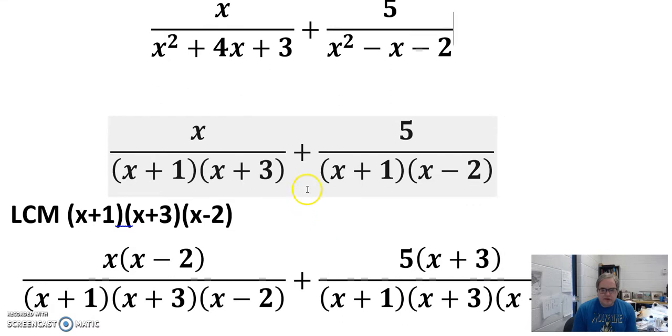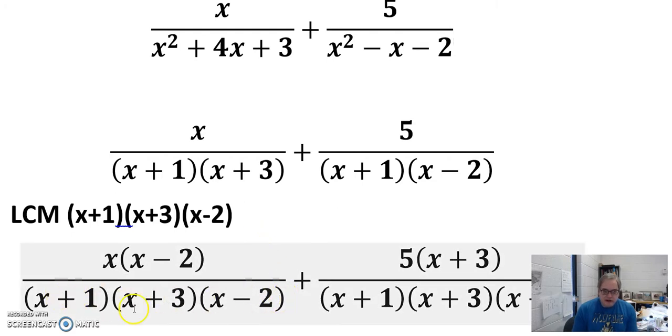And once you get them factored, you're looking at those denominators to pick out the LCM. So the LCM is x plus 1, x plus 3, x minus 2. Those are the only factors that appear anywhere. I don't care that x plus 1 is repeated, you just need it once. That's your LCM. And your next step is to rewrite the fractions.